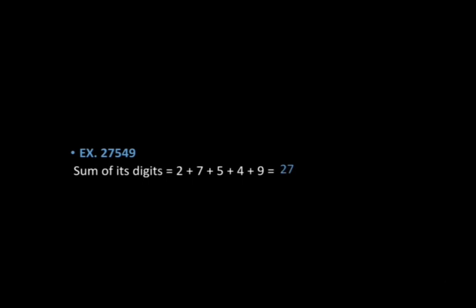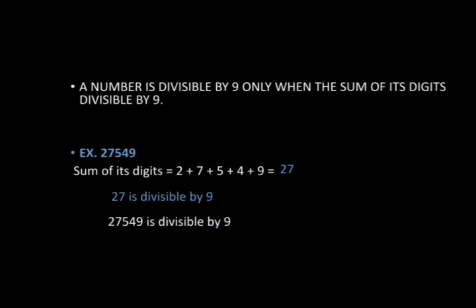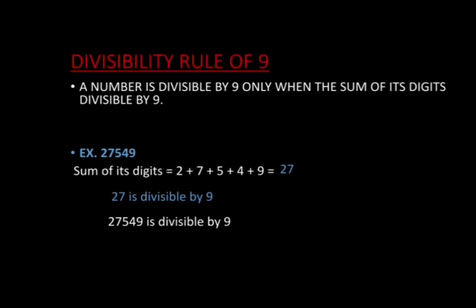Now, is this 27 divisible by 9? Yes, 9 3s are 27. This 27 is divisible by 9. So, what we can say? 27,549 is divisible by 9. A number is divisible by 9 only when the sum of its digits is divisible by 9. Divisibility rule of 9 is the same as divisibility rule of 3.